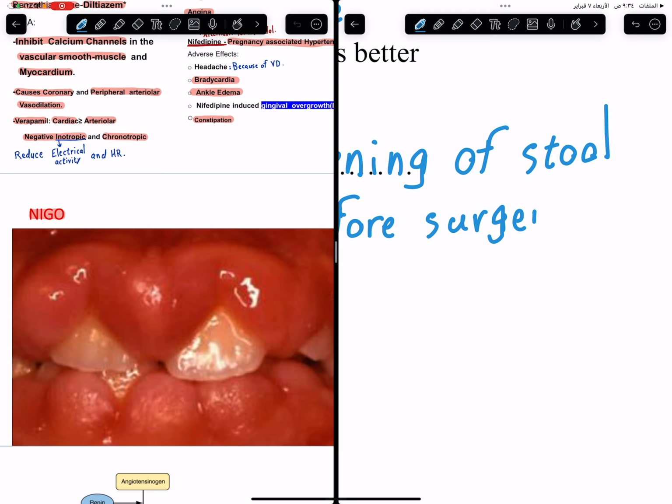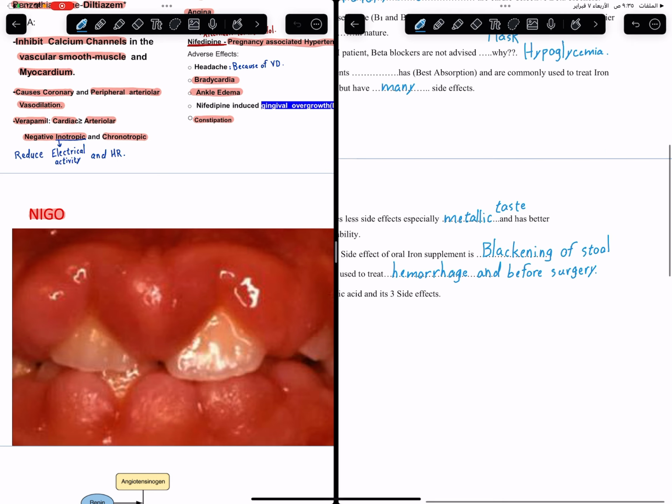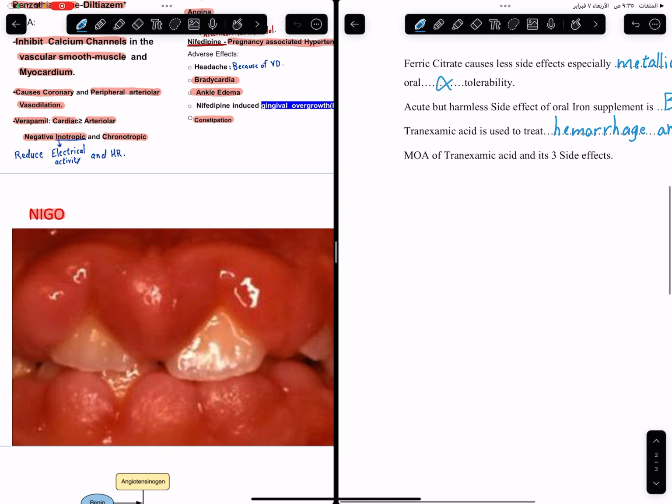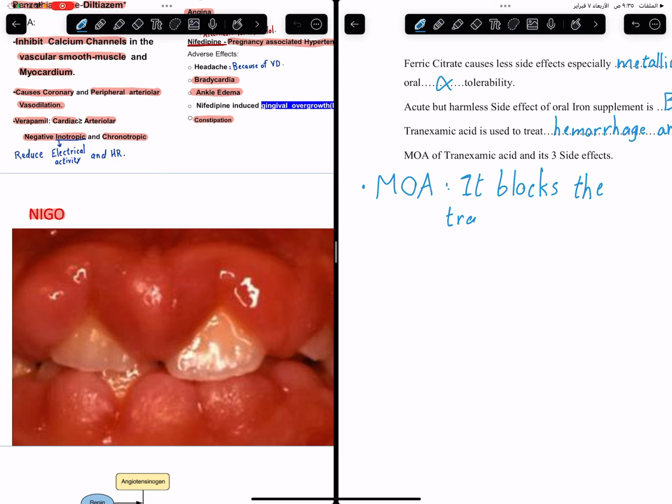Mechanism of action of tranexamic acid: it blocks lysine receptors. It acts on the lysine receptors and blocks the conversion of plasminogen into plasmin. So that is the mechanism of action, and it helps in fibrin clot formation.